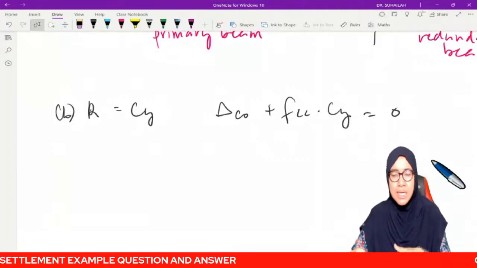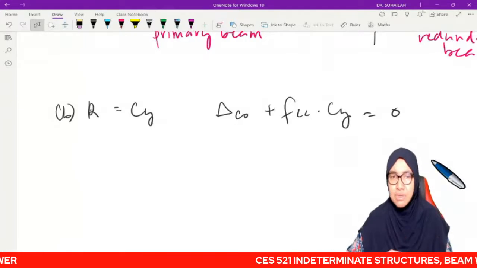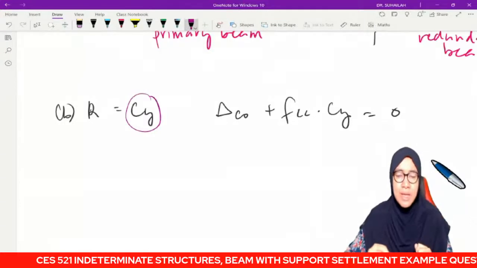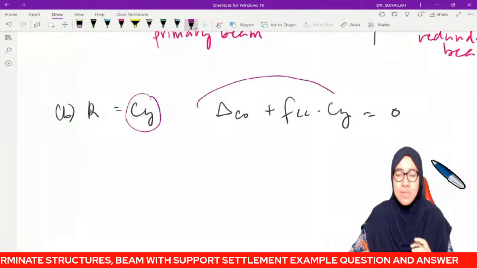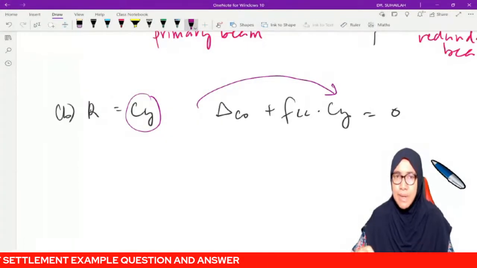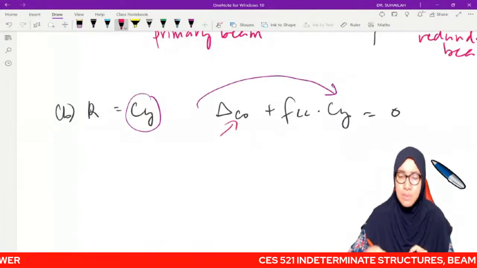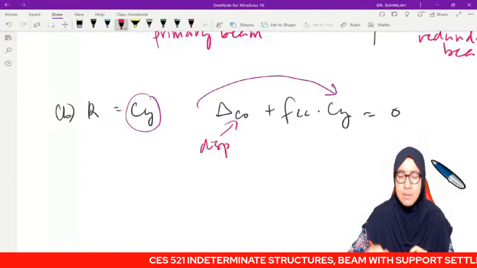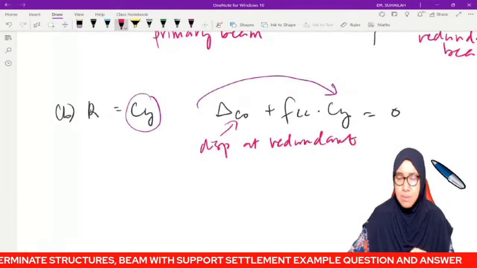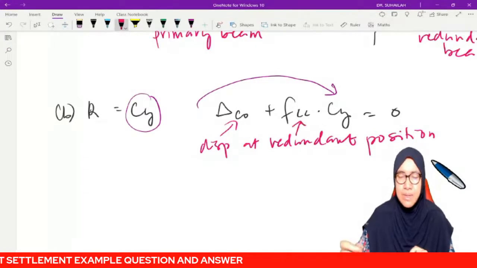Basically, we can write the compatibility equation after we have chosen the redundant, CY. So we will solve CY using this equation. This is the compatibility equation, based on displacement at the redundant position. This is also displacement at the redundant position.